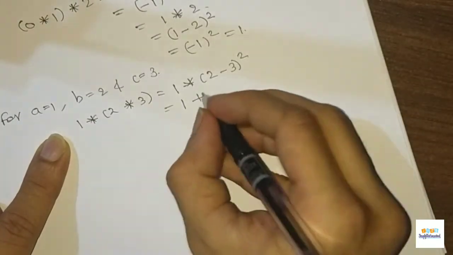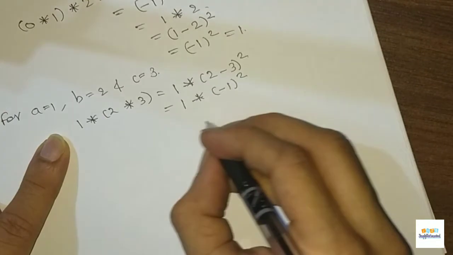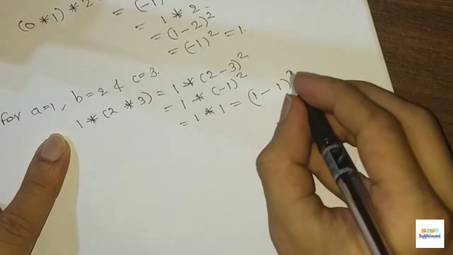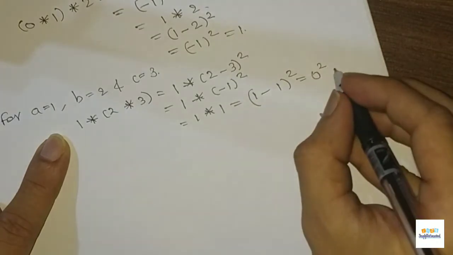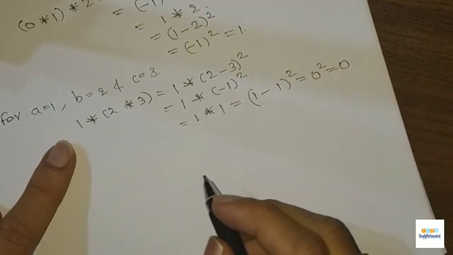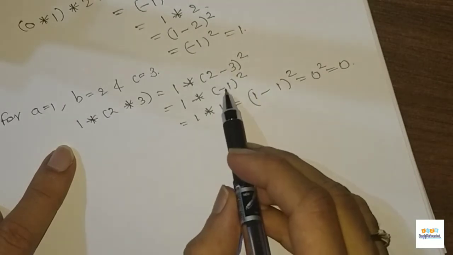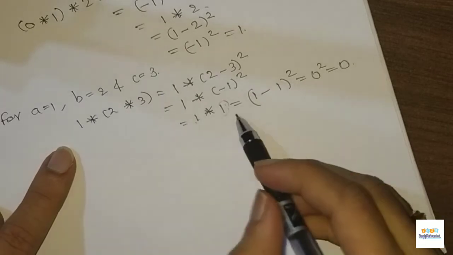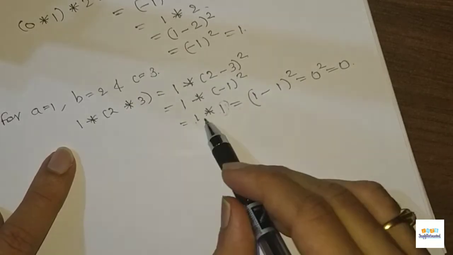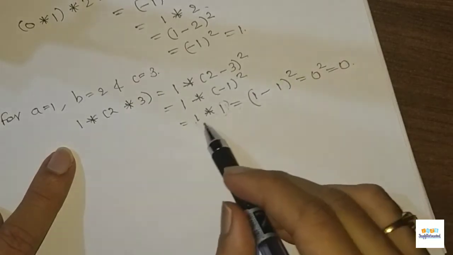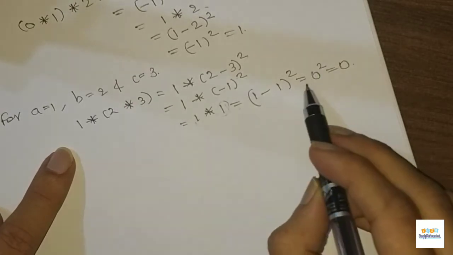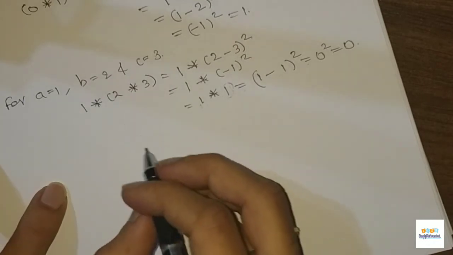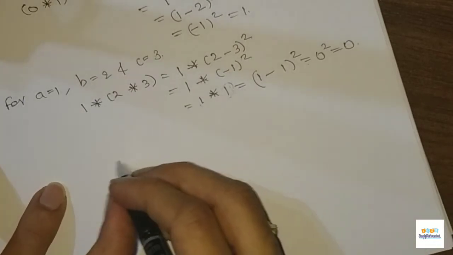So 1 star 1 is 1 minus 1 the whole square, which is 0 square, which is equal to 0. Okay, 2 minus 3 is minus 1, minus 1 the whole square is 1. This 1 is as it is here. Then this 1 star 1 is what? A star b is a minus b the whole square, so 1 star 1 will be 1 minus 1 the whole square, which is equal to 0 square, which is equal to 0. So 1 star bracket 2 star 3 bracket closed, we are getting it as 0.